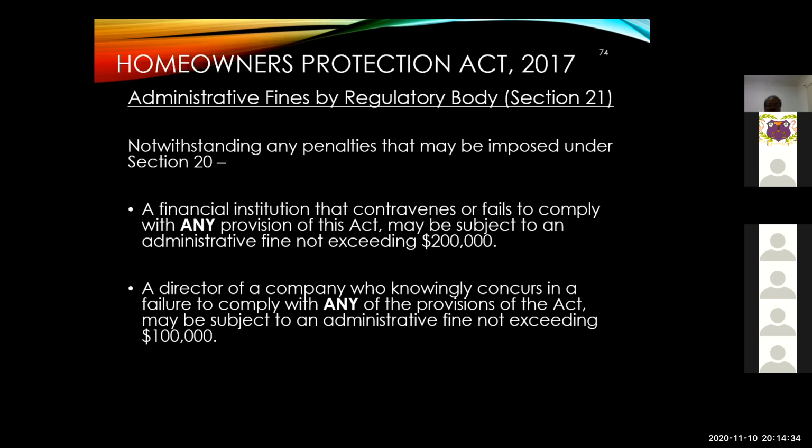So we see that in total, a financial institution may find itself paying up to $600,000 in penalties. Okay. And it could be more if it's more than one director. Okay. So if it's more than one director, each director would be fined $100,000 under Section 21 and Section 20. So some serious stuff.